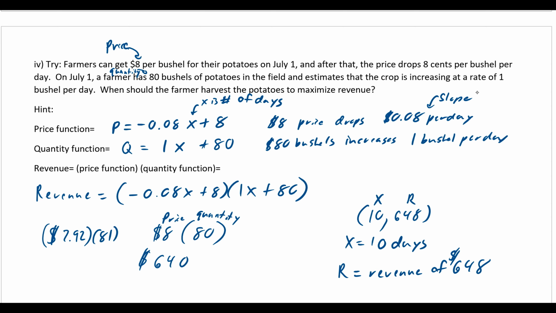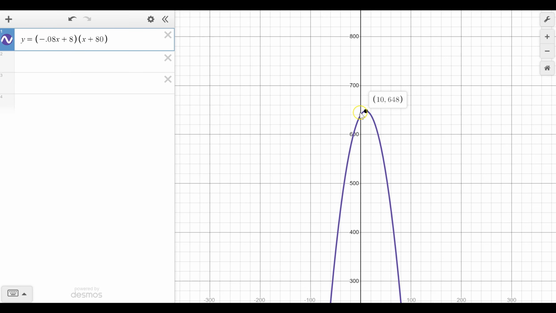And if he waits another day, that would now mean that he has 82 bushels, but this has gone down another 8 cents. So this would now be $7.84. And if you multiply those, that would be his revenue. So what we're trying to do is find out when is the optimum time to sell. So we take this function and this function, we plug it into Desmos, and it gives us this.